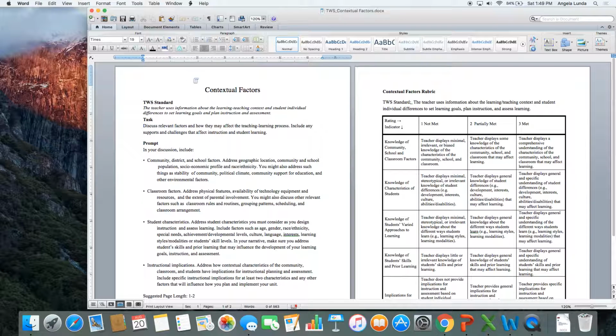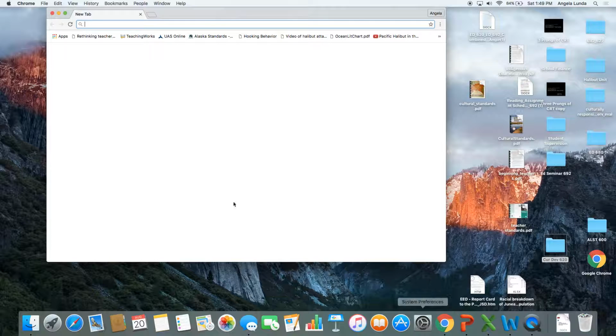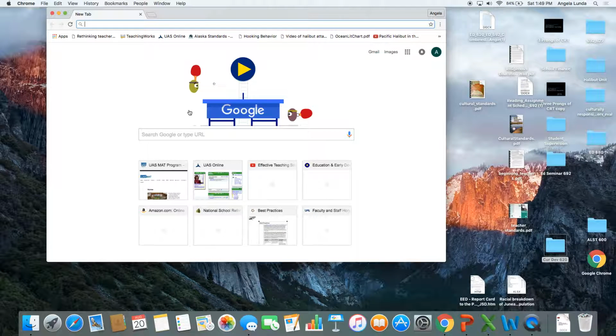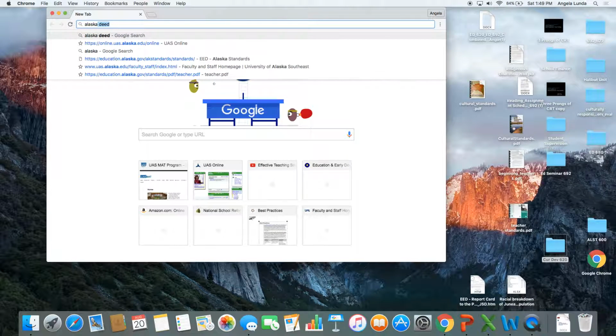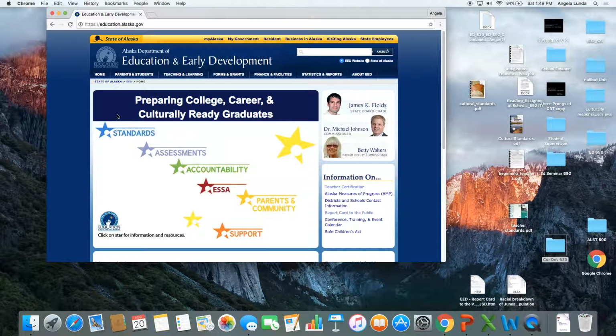And so what I'd like to do, one place that you can find some of this information is at the Department of Education website. So let's go there. So open your browser, and the way I get there is I just type in Alaska DEED for Alaska Department of Education and Early Development, and that will get you here. And then we're interested in the report card to the public.